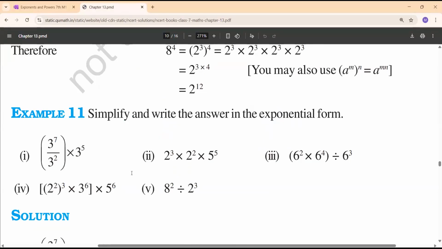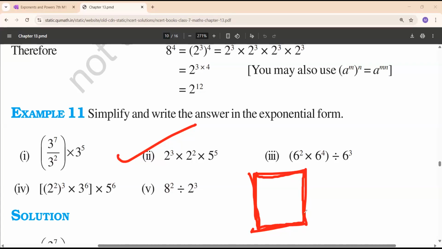Example 11. Simplify and write the answer in the exponential form. Okay. Guys, can you try the part 2 of this? Give it a try. Part 2 of this question, give it a try. You have all the laws, right? Open the page where I taught you the laws, where you have written them. Okay, look at the laws, look at this question, try to do it. You have 5 minutes. Okay.